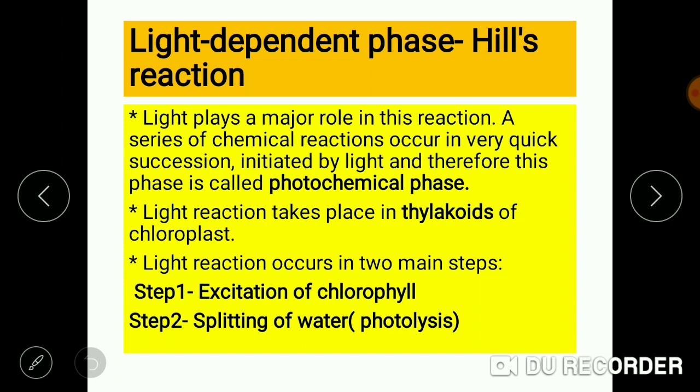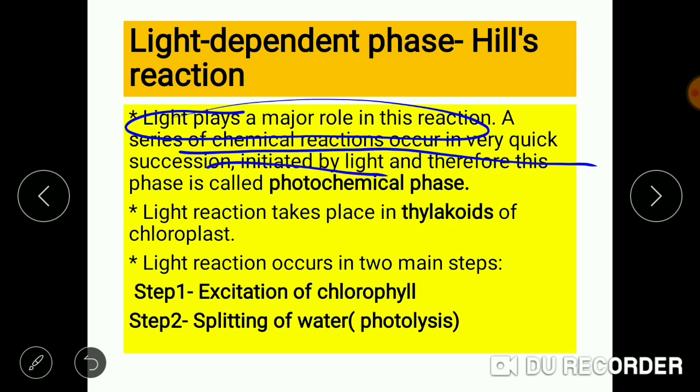So firstly, let us discuss the light dependent phase or the Hill's reaction. In this light dependent phase, light plays a major role and a series of chemical reactions occur in very quick succession, initiated by light energy. Hence it is also known as the photochemical phase. This light reaction takes place in the thylakoids of the chloroplast.